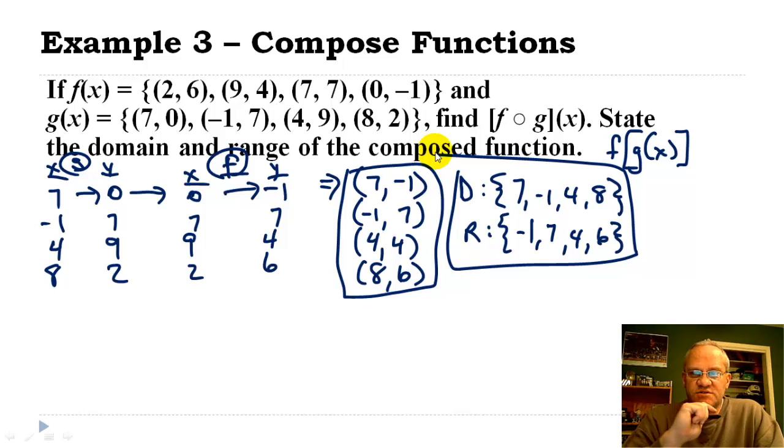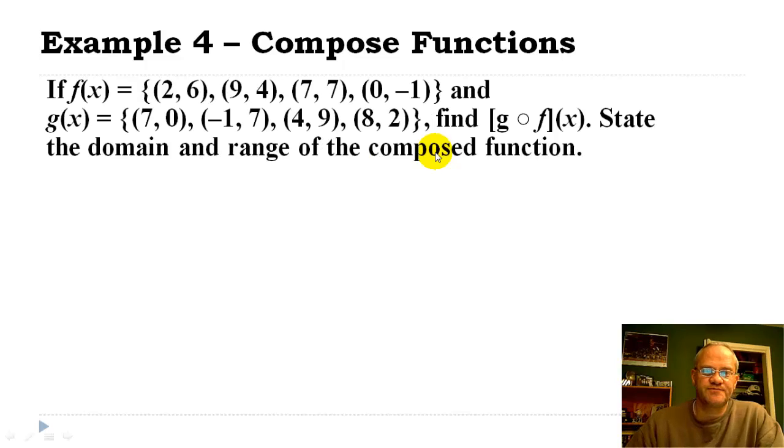Let's do another one of these here. Maybe it'll be a little bit better. We're going to do that same thing, but instead of f of g of x, we're going to do g of f of x. We're just going to switch it around, okay? So let's see how this works. It's all the same numbers, but notice this time it's g of f of x.